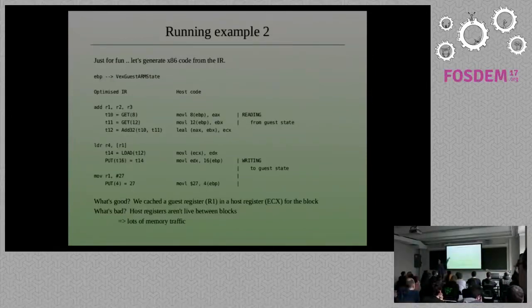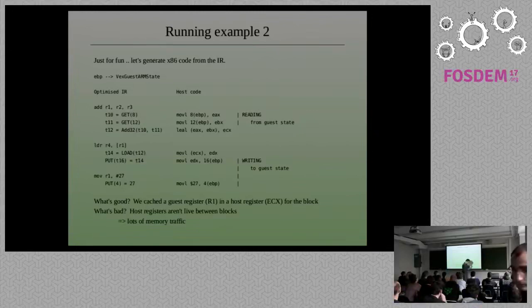So for these 2 fetches of the guest state, we're loading these 2 x86 registers. Then we're going to add them together, and it's really a straightforward translation. Then we're going to load from ECX into there, and then we're going to put these two values for R4 and R1 back in the guest state. So the good thing about this is that we've managed to hold in this register ECX the value of R1, I think it is, across multiple guest instructions at the front of the pipeline.